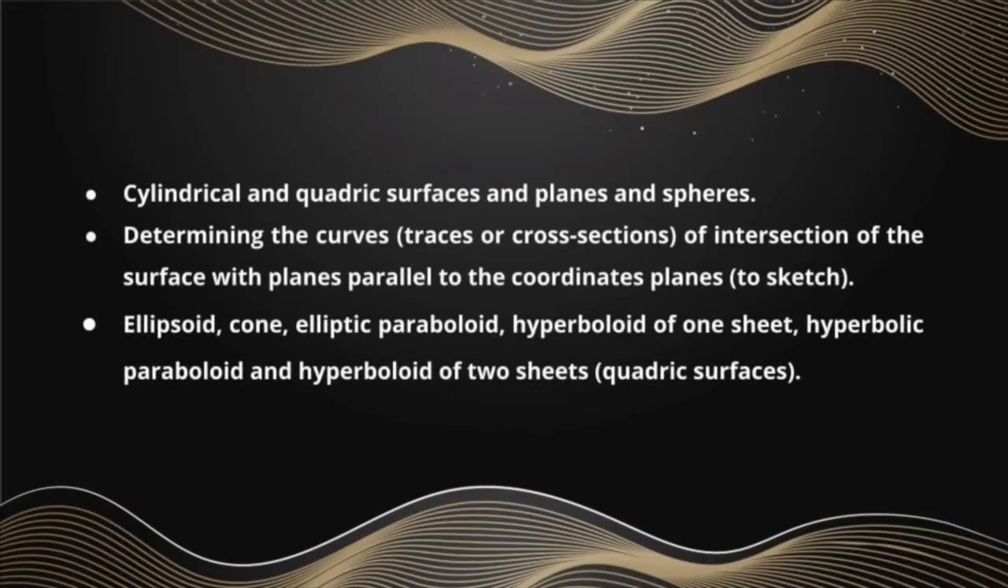Cylindrical and quadric surfaces are the other two types of surfaces other than the special surfaces, which are planes and spheres. In order to sketch the graph, determining the curve traces or cross-sections of intersection of the surface with planes parallel to coordinate planes is very useful. There are a lot of different surfaces employed in 3D graphs, which are ellipsoid, cone, elliptic paraboloid, hyperboloid of one sheet, hyperbolic paraboloid, and hyperboloid of two sheets.